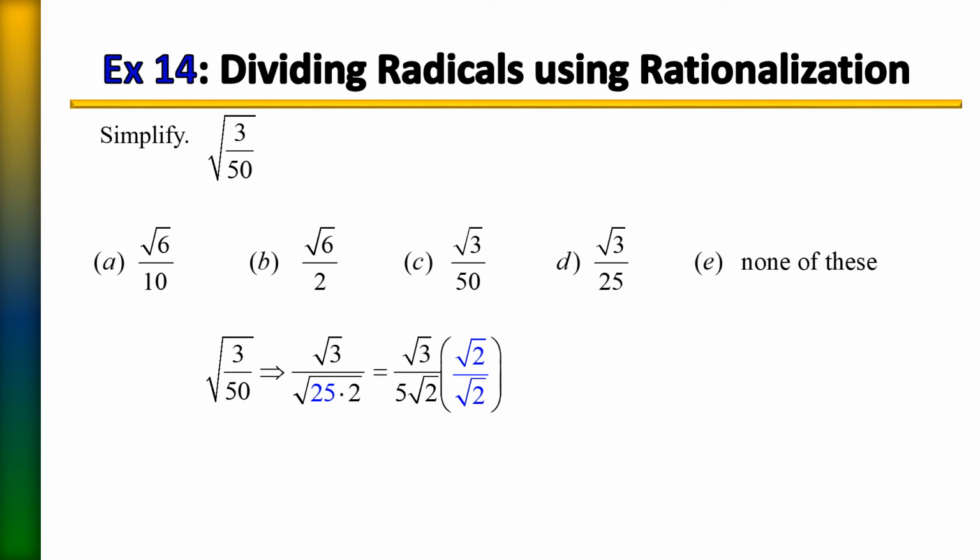Now that's going to give me a 2 on the bottom. But on top, when I multiply those two radicals, radical 3 times radical 2, that's going to give me radical 6 on top. So I'm going to have radical 6 on top, and on the bottom I have 5 times 2, because remember, we saw the square root of 4 gave me 2. Now on the bottom, all I have to do is multiply 5 times 2, which gives me 10. And that is my simplified answer, radical 6 over 10. Now it is in its simplified form because it no longer has a radical in the denominator. So the answer choice is A.